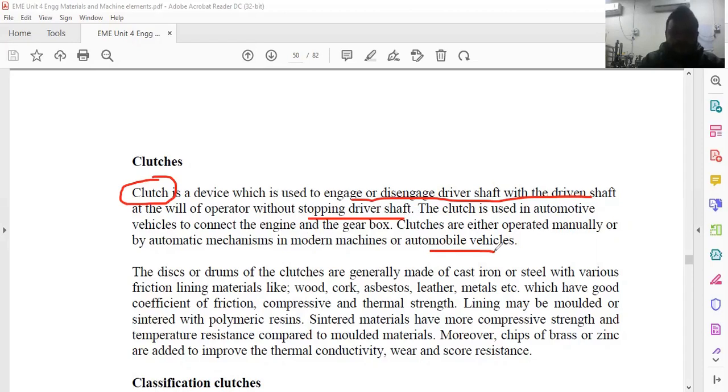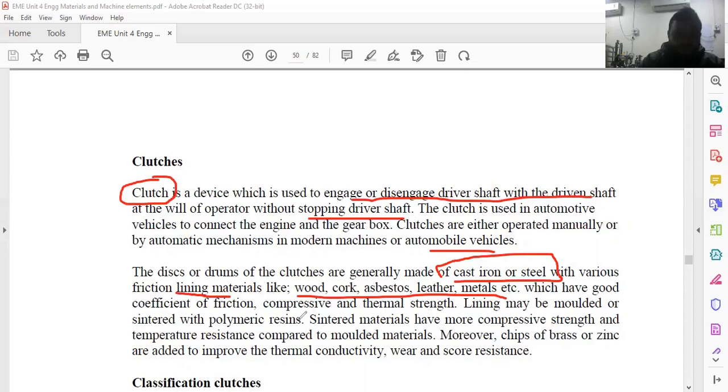Now there are many kinds of clutches. Normally clutches are made of cast iron and steel, which you have to keep in mind about the material of the clutch. Also, friction lining materials are used so that during engagement or disengagement we can effectively stop the driver shaft from the driven shaft. The lining materials are like wood, cork, asbestos, leather. Metals are also used. One of the most important things to keep in mind is that the lining material should have a good coefficient of friction, compressive and thermal strength, so that whatever heat is generated because of the contact of the driver shaft with the driven shaft can be withstood.